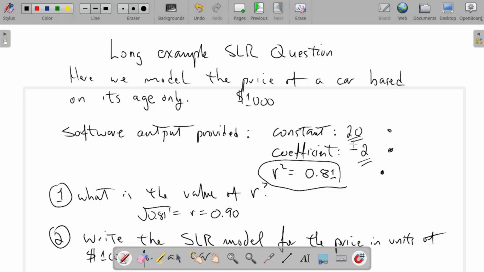The sign on the slope, here is negative, must match the sign on r. And square roots will always come out as positive values. So take note of that sign. The correct value for r is -0.90. Okay, let's move on to the next question.